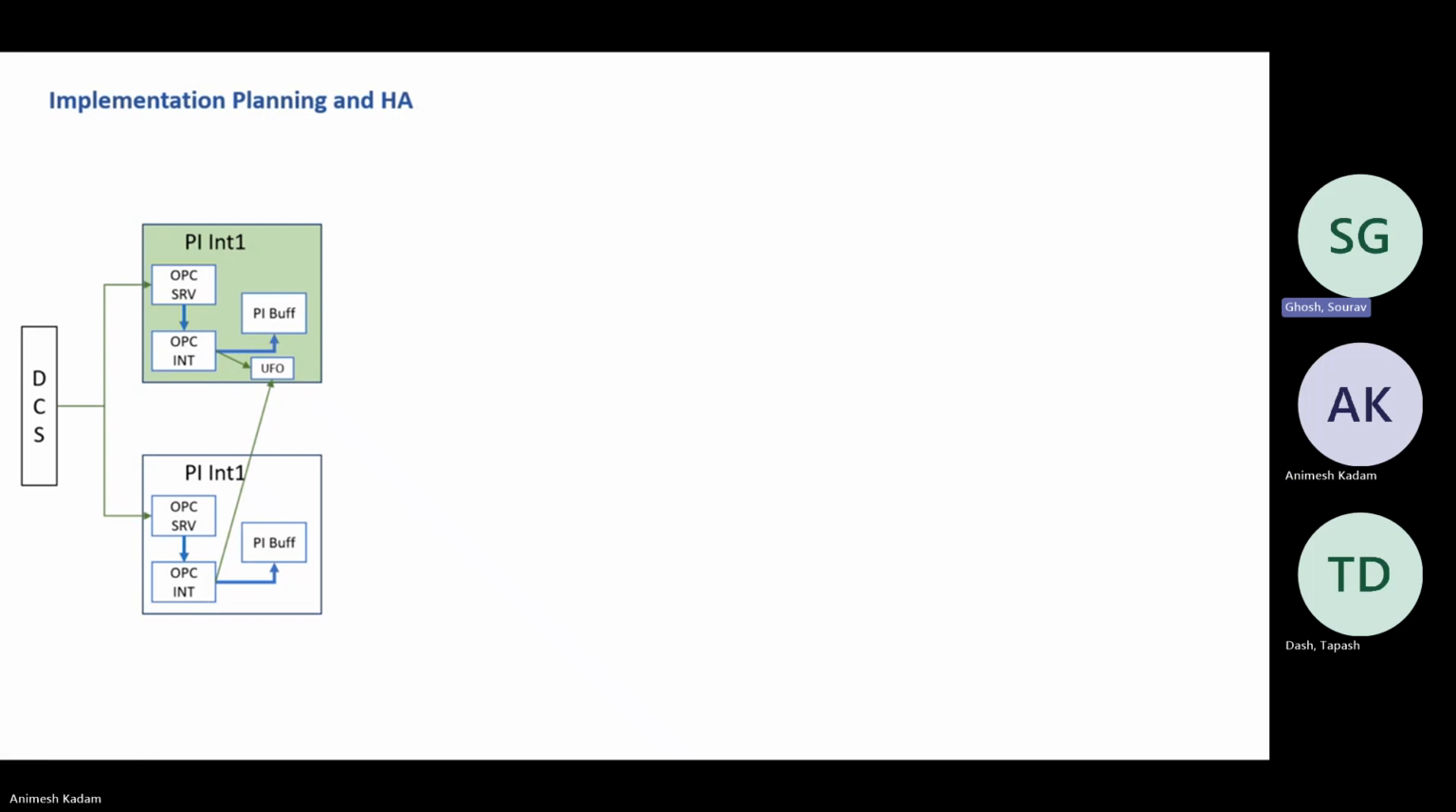Right. But my question is, when it switches to the secondary, ultimately our purpose is to send all the data to the PI server, right?